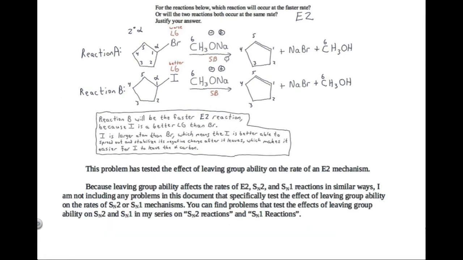Well, this problem that we've just completed has tested the effect of leaving group ability on the rate of an E2 mechanism. Now, in the previous video, we saw that leaving group ability affects SN2 and SN1 reactions very similarly to how it affects E2 mechanisms. So I'm not including any additional problems in this document to specifically test the effect of leaving group ability on SN1 or SN2. But you can find problems that test the effect of leaving group ability on SN2 and SN1 in my previous video series on SN2 and SN1 reactions.